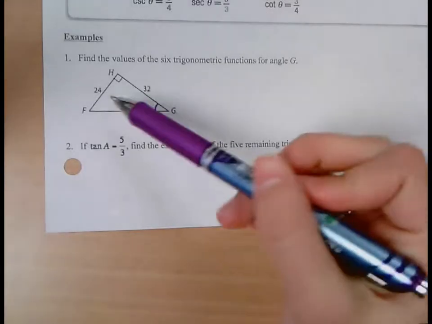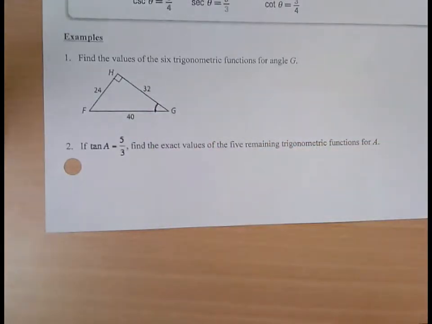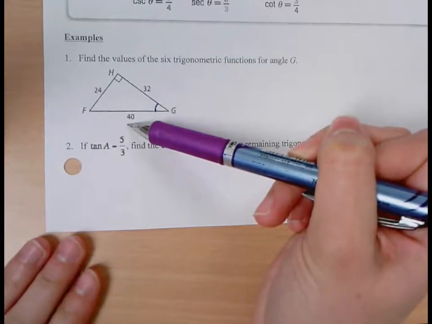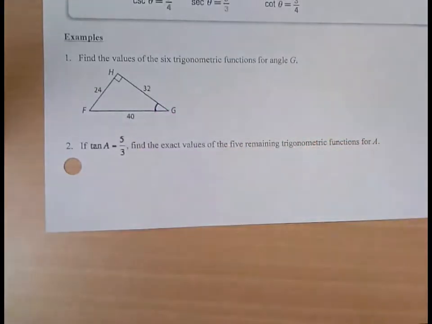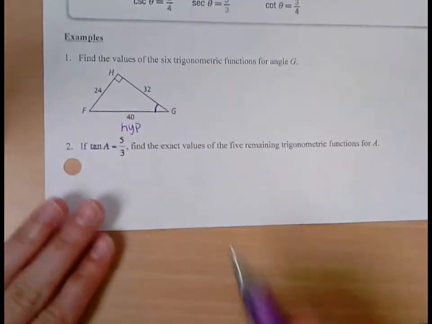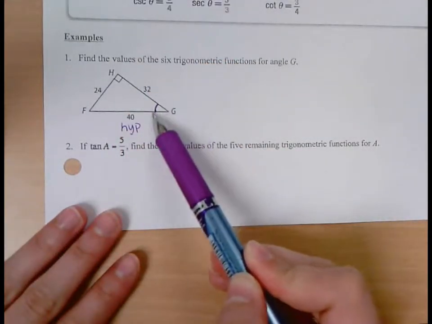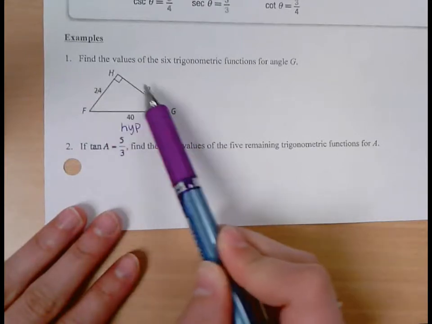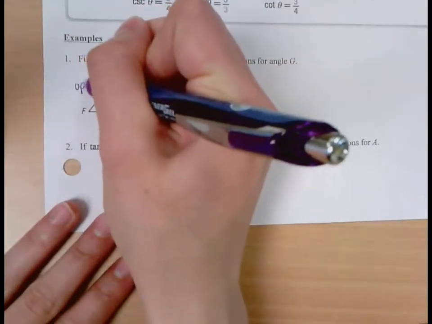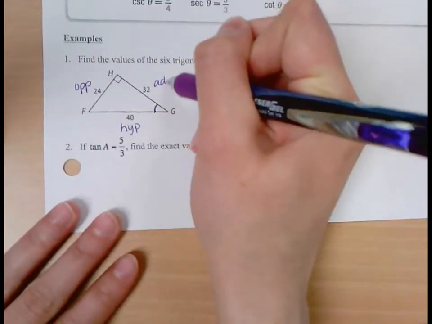So first of all, which value here is representing the hypotenuse? 24, 32, or 40? The 40, the side opposite the right angle, or you may remember the hypotenuse is the longest side in a right triangle. So 40 is the hypotenuse. And then with respect to angle G, is 24 or 32 the opposite leg? The 24 is the opposite. The 32 then is the adjacent leg.